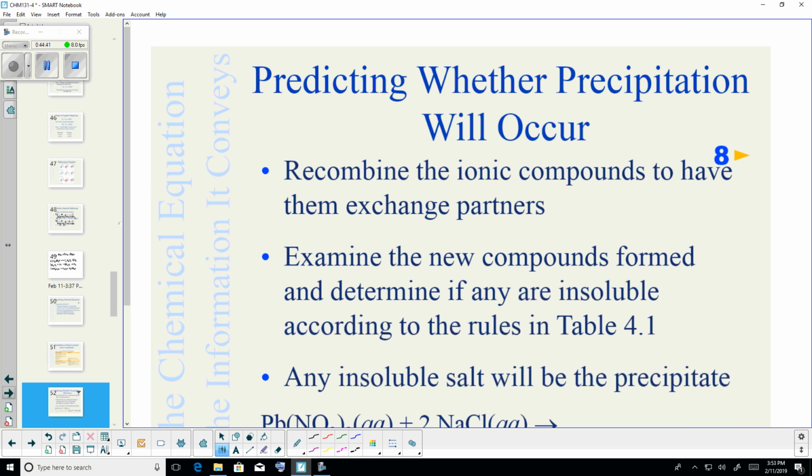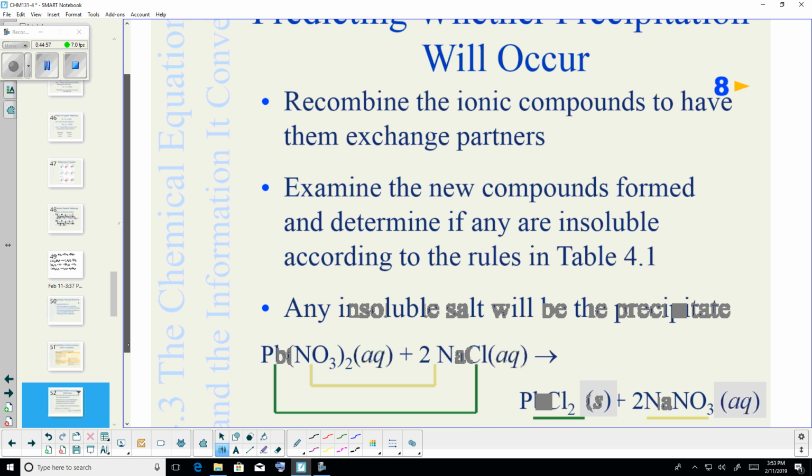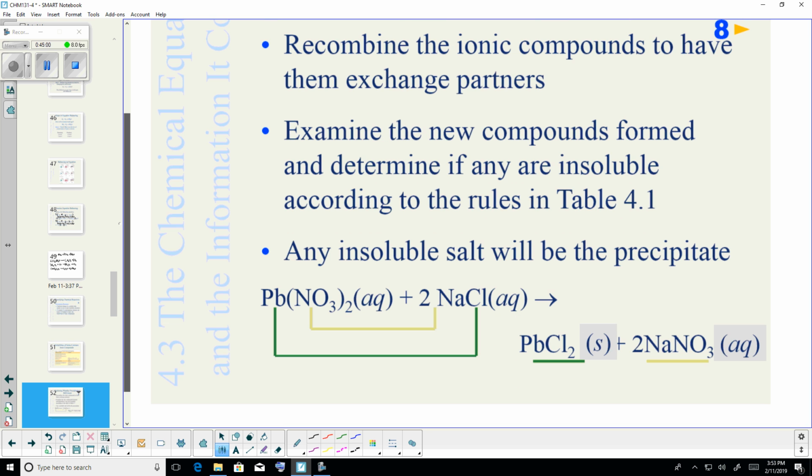Predicting whether precipitation will occur. Recombine the ionic compounds to have them exchange partners. Examine the new compounds formed and determine if any of them are insoluble according to the table. If they're insoluble, they will precipitate. So here we have lead nitrate and sodium chloride. Both of them are in solution. Double replacement. The lead goes with the chlorine.